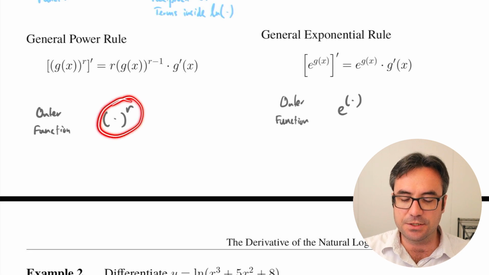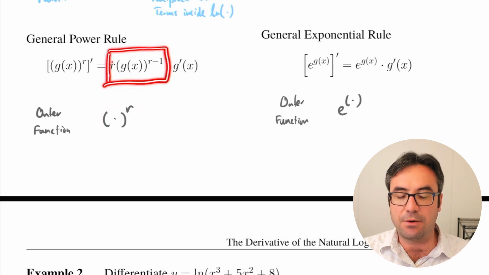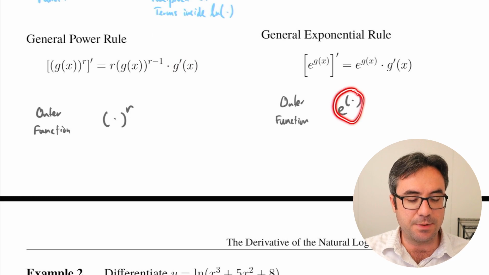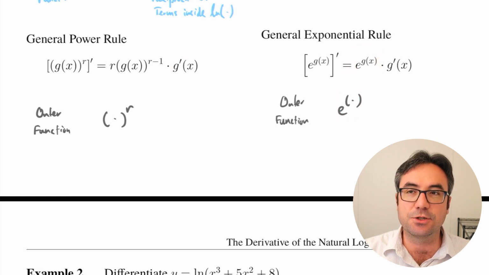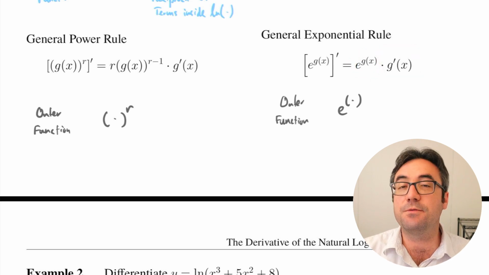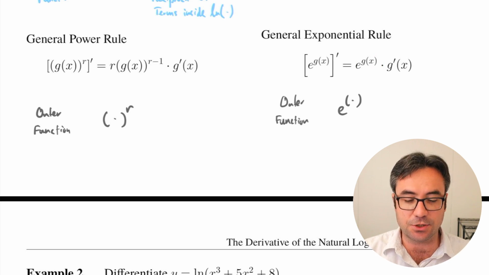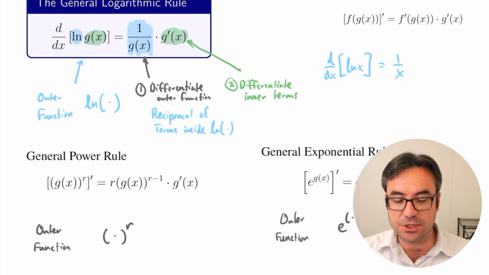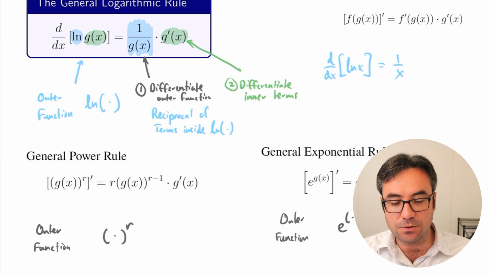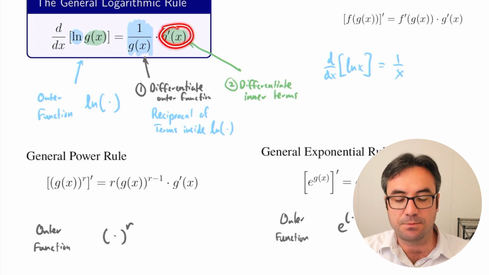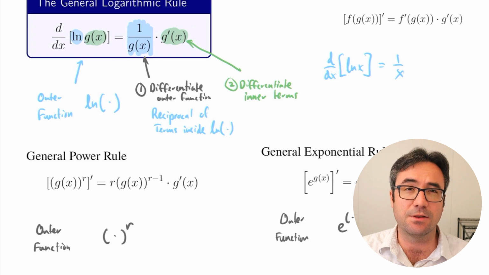So if our outer function is a power function, well, you differentiate the power function part first, and then you multiply by the derivative of all the terms inside that power function. If the outer function is an exponential, well, you differentiate the exponential part first, so it just stays the same, and then you multiply by the derivative of those terms that were inside the exponential. And same thing for log functions. So if you have a composition and the log function's the outer function, well, you differentiate the log part first, which gives you the reciprocal, and then you multiply by the derivative of those terms inside the log function.